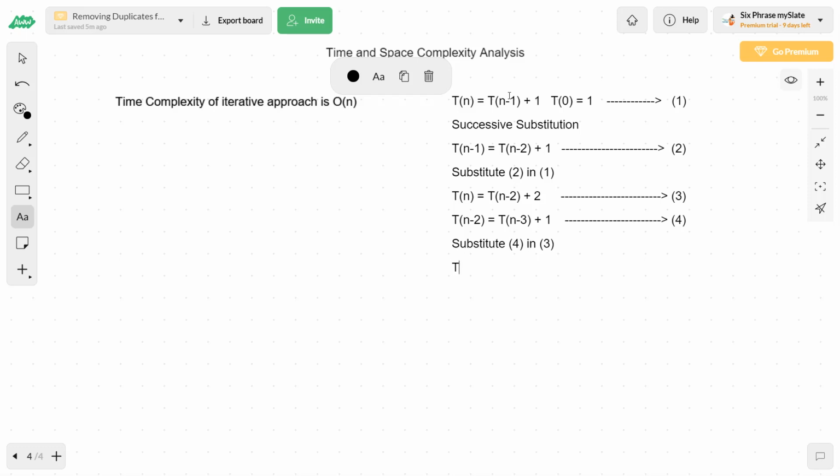So what will be the new equation? It will be t of n equal to, instead of t of n minus 2, n minus 3 has to be there. So t of n minus 3 plus 2 in this equation, 1 in the equation, together it will be plus 3. And this new equation, we are going to take it as equation number 5.